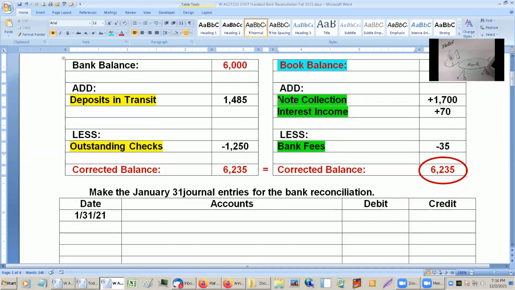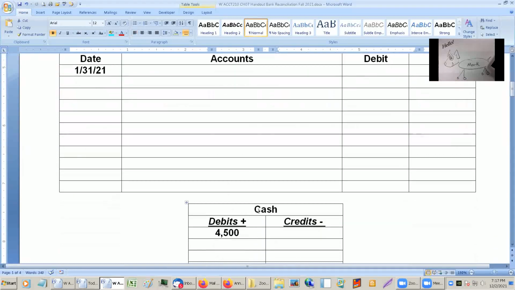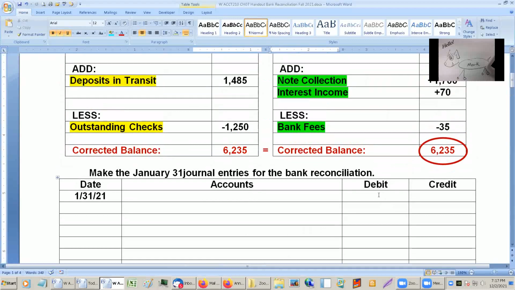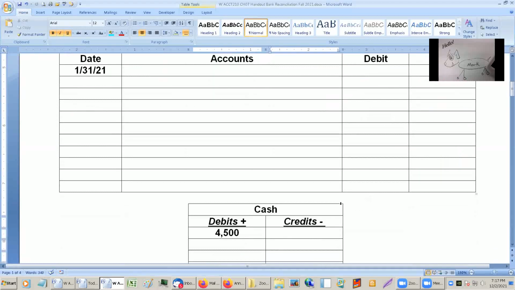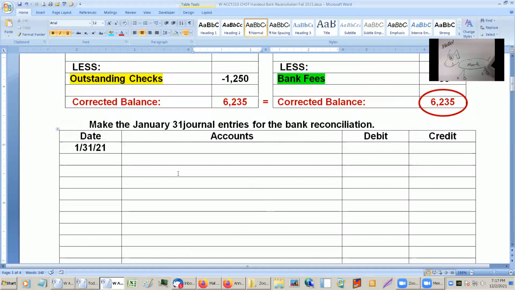Okay, so let's take the note collection, 1,700. Coming down here, cash goes up with debits and goes down with credits. So for that one, for the note collection, will the cash be debited or credited? Is our cash going to increase or decrease? It's going to increase. So it's going to be a debit.